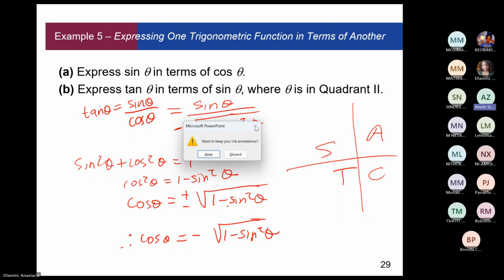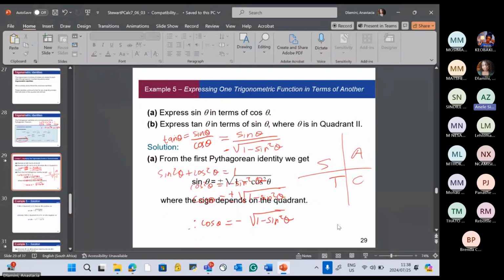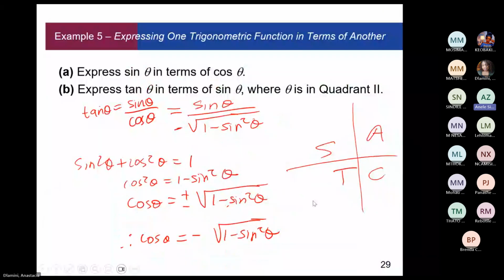Ma'am, can I ask before you pass? You used the identity even though you saw that cos theta has no square. So you just used the identity straight on cos? You're saying I used the identity even though I know cos doesn't have a square? Yes. It's because I went to the identity.